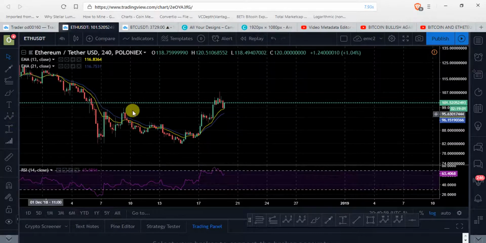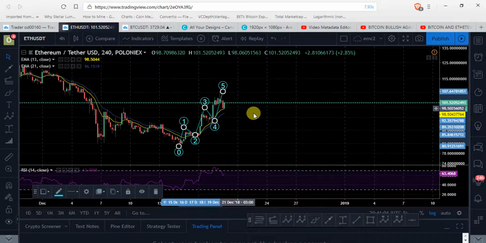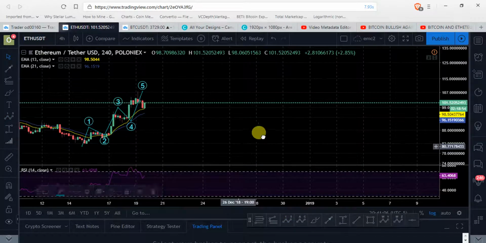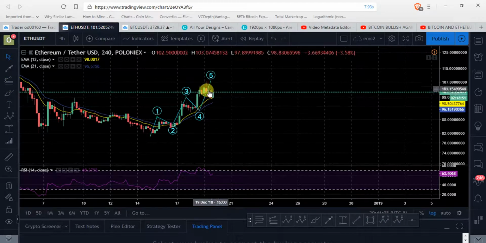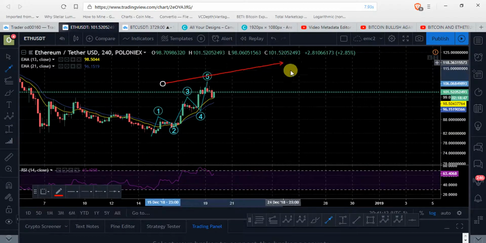Let's get our Elliott wave counting right. 1, 2, 3, 4, 5. I'm gonna try to make this very quick. And then what do we expect? So our target was right here. So we hit our target exactly right here.